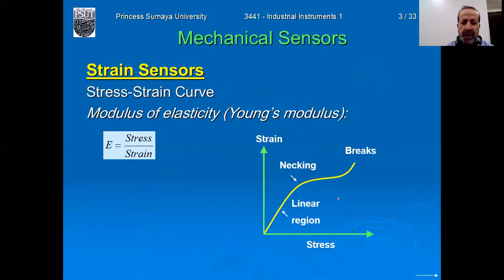So we have this graph. This is the strain here, and this is the stress. Initially we have a straight line. This straight line is a linear curve, or a linear region. As we increase the stress, the strain also increases up to a certain point. This point is called necking. After that the curve here is non-linear.